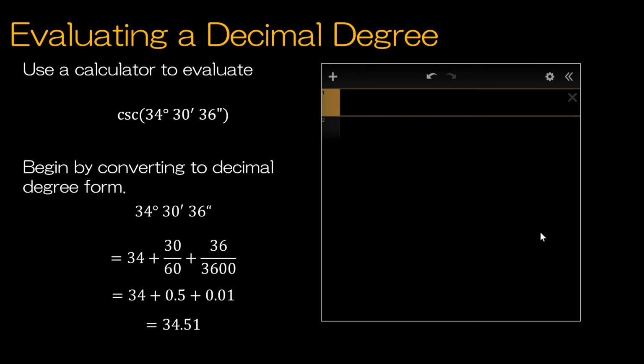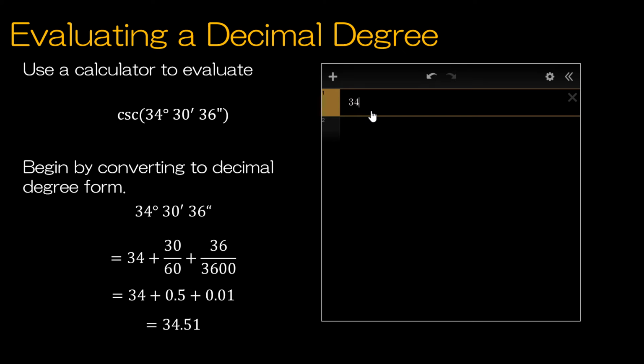I did want to throw in one question involving decimal degrees. We're asked to evaluate cosecant of 34 degrees, 30 minutes, 36 seconds. It may be that you've never done a question like this before, and I've written out the work for you as a good visual, but you can also use Desmos to do that.